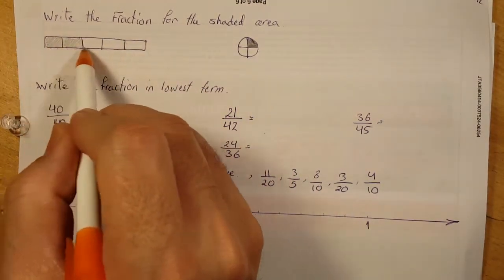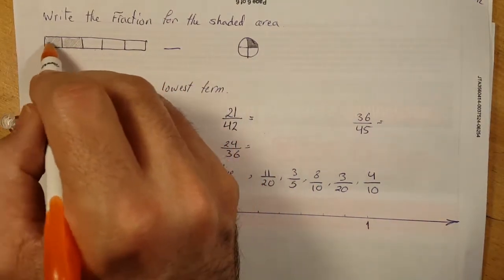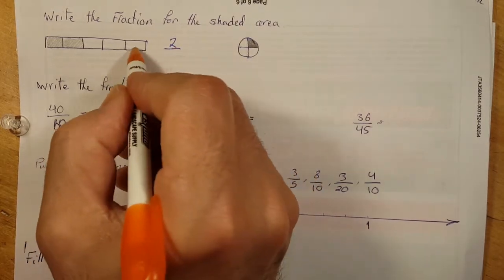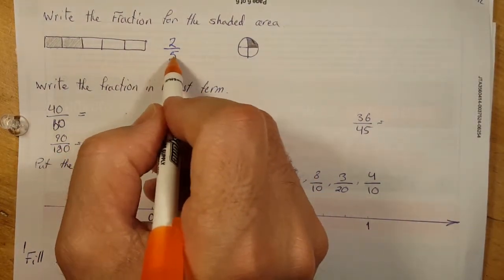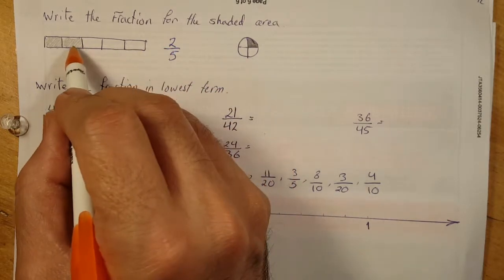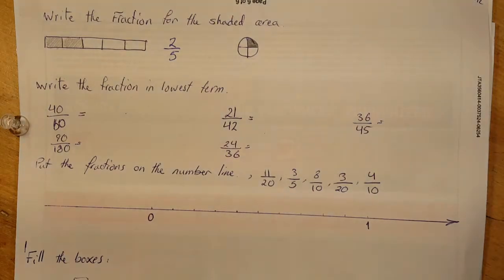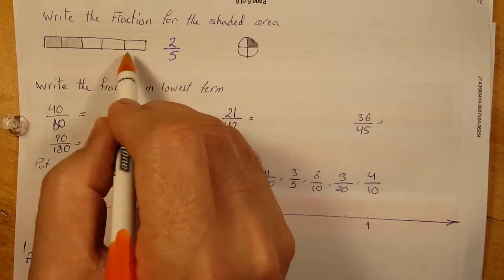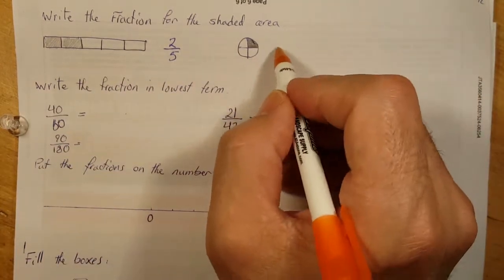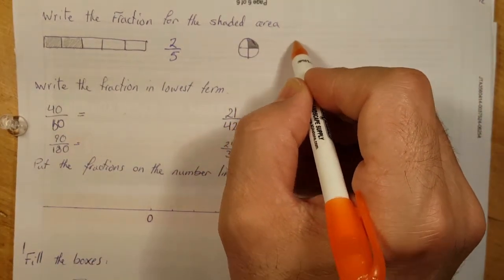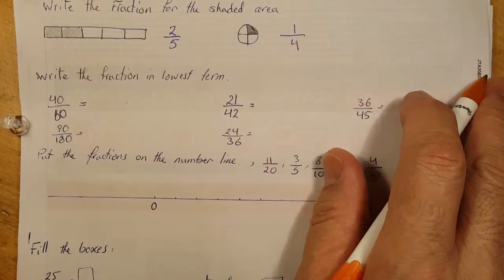It's 5 parts, so the shaded part is 2 from the whole, which is 5. So the numerator is the parts that we are talking about. This is the shaded area, and 5 represents the whole, all parts, which is 5. Or in this case, the shaded part is 1/4 of the circle.